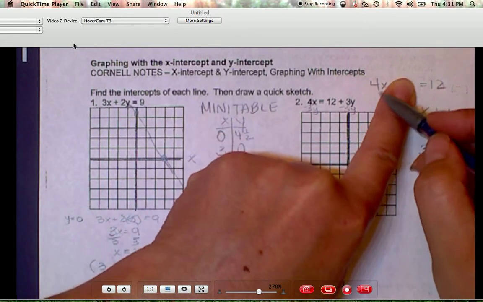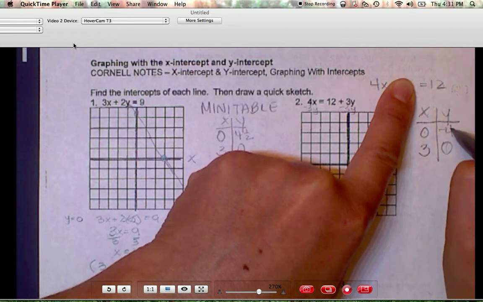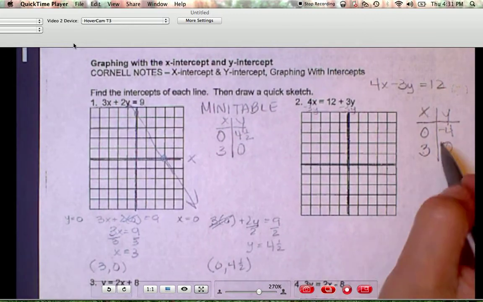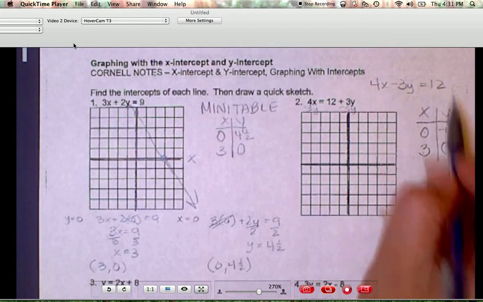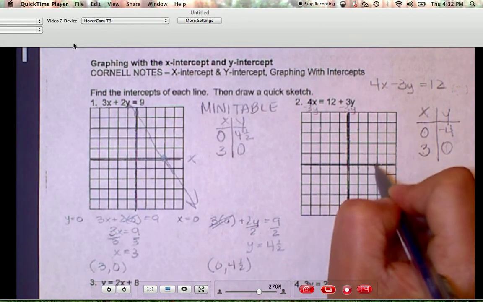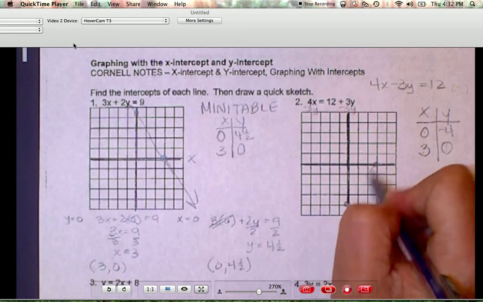One mistake I see commonly is that I get x equals 3 and someone puts a 3 in the y column. So if you're solving for x, make sure it goes in the x column. And that's all the work that you have to show. Put it in standard form and then create your mini table. So we get the points (1, 2), (3, 0), and (0, -4), and you're done.